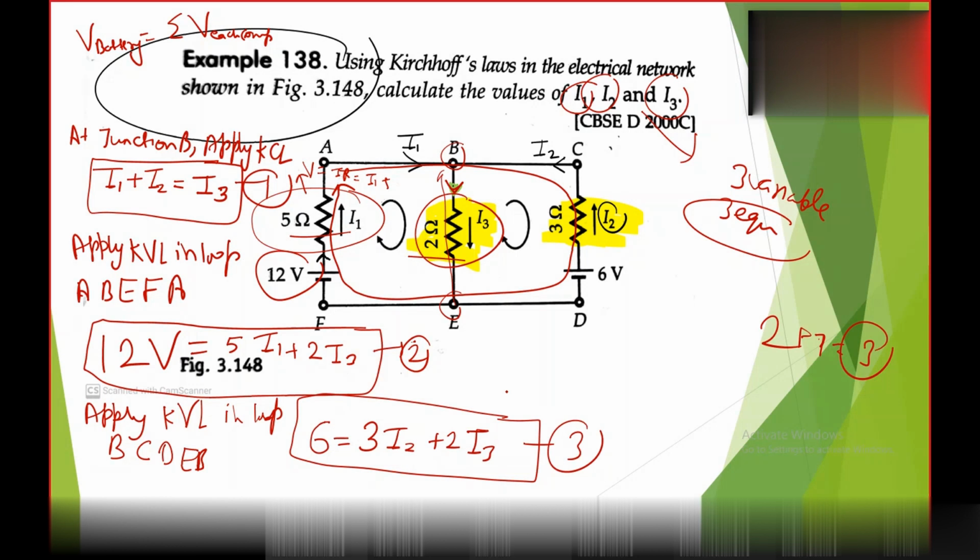Now see student, we have three equations for current I1, I2 and I3, and you need to find out the value of I1, I2 and I3. So how would you proceed now? I have applied physics now. If we need to solve a value of I1, I2 and I3, then you have to use now mathematics.